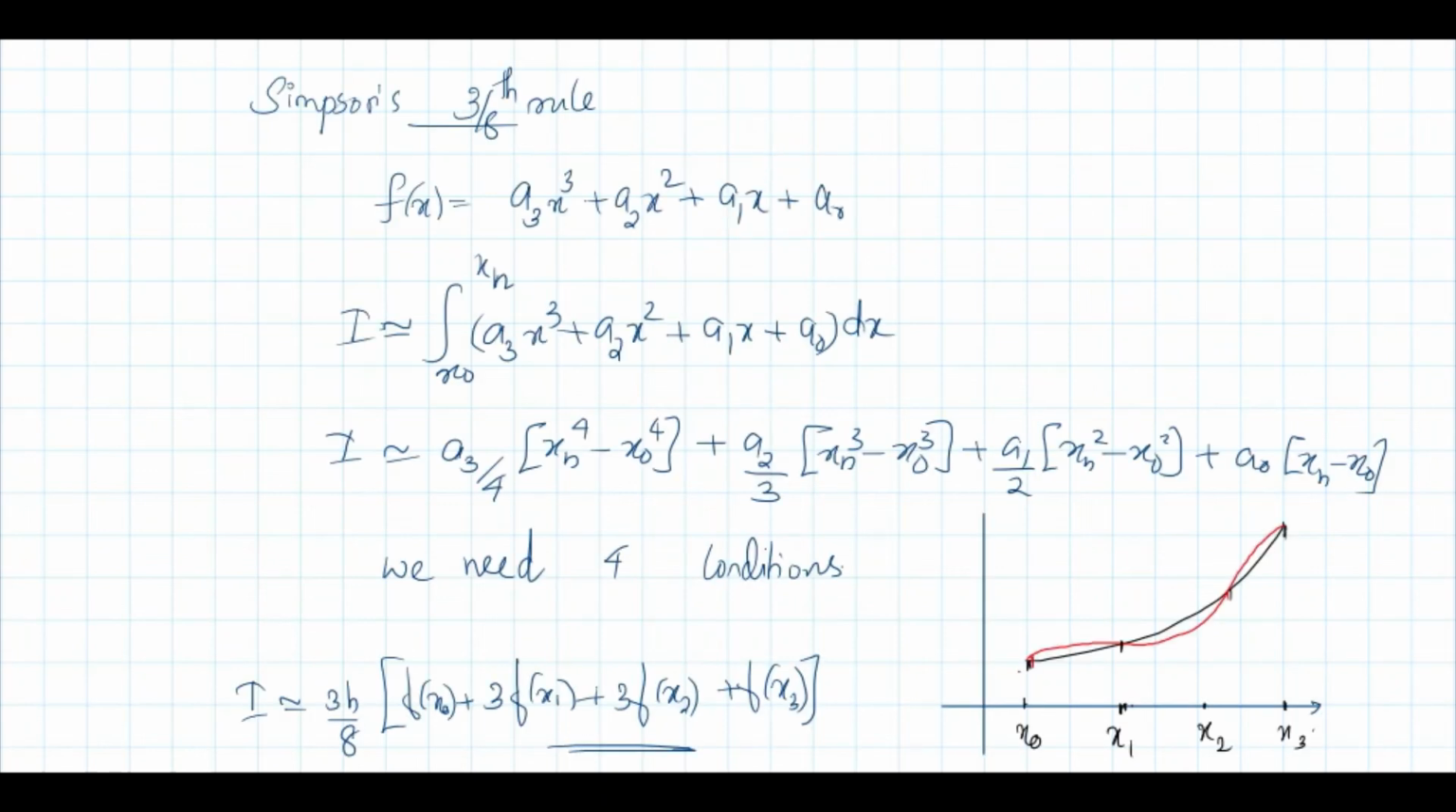And in the case of Simpson's 3 by 8 rule, the error is also proportional to the fourth derivative of the function evaluated at an arbitrary point, and it is inversely proportional to n raised to 4. As the number of segments increases, the error decreases as 1 by n raised to 4. The proportionality constant is such that Simpson's 1/3 rule is more accurate compared to Simpson's 3 by 8 rule. Okay, so in most cases we are using Simpson's 1/3 rule.